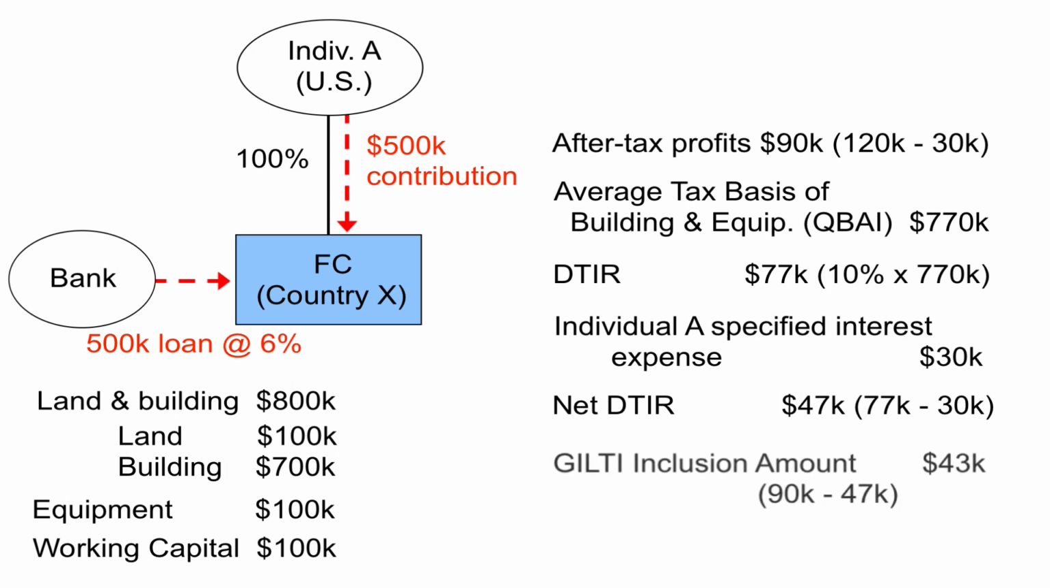Individual A's GILTI inclusion is still $43,000, or $90,000 minus $47,000. Thus, individual A's decision to have FC borrow a portion of the funds needed to operate FC's business did not change the GILTI inclusion amount to A.